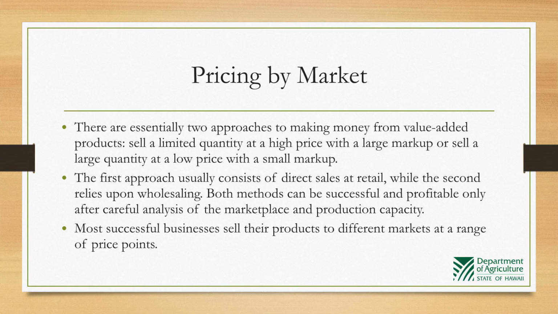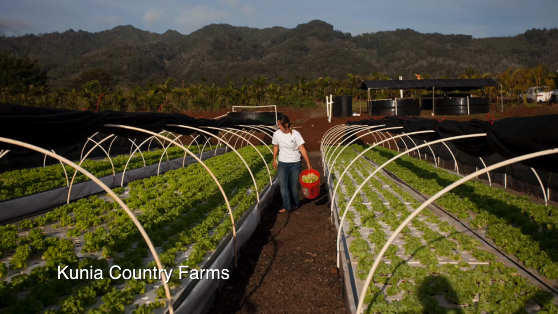There are essentially two approaches to making money from value-added products. Sell a limited quantity at a high price with a large markup, or sell a large quantity at a low price with a small markup. The first approach usually consists of direct sales at retail, while the second relies upon wholesaling. Both methods can be successful and profitable only after careful analysis of the marketplace and production capacity. Most successful businesses sell their products to different markets at a range of price points.